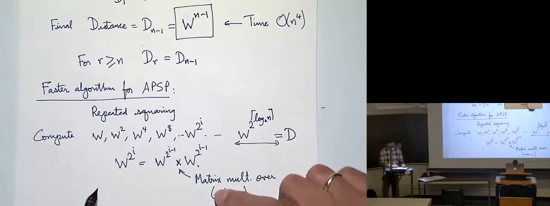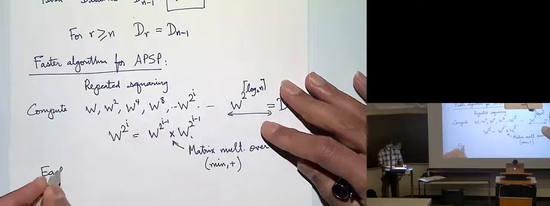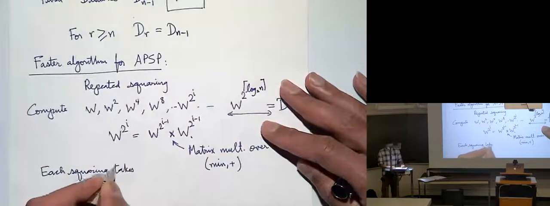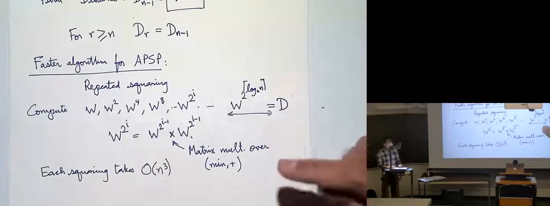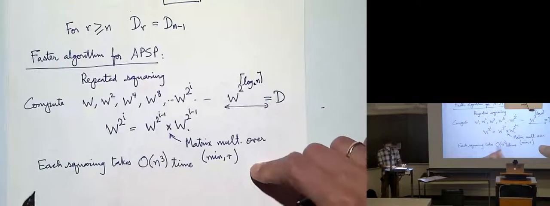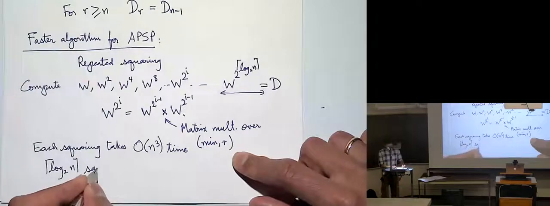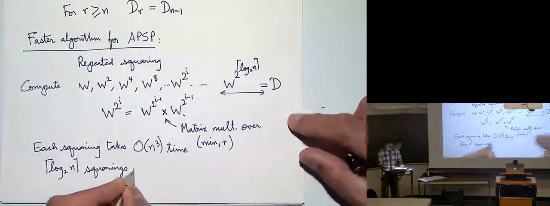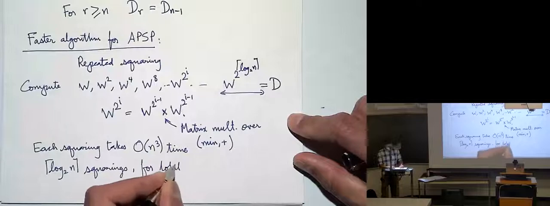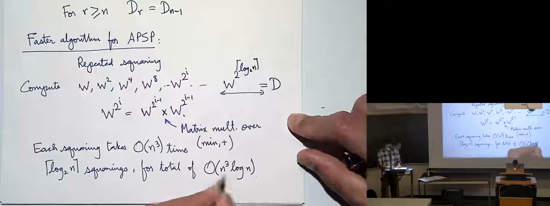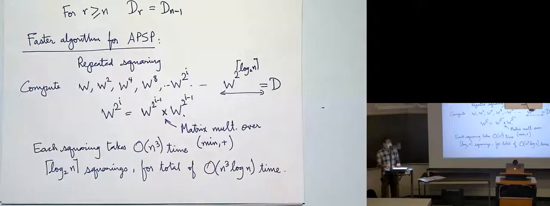So each squaring takes O of n cubed time, and you do basically log base 2 of n squarings, for a total of O of n cubed log n time. Right? So it's a pretty big improvement. From n to the 4th, we get it down to n cubed log n.